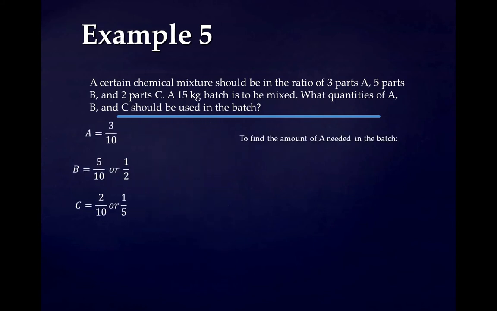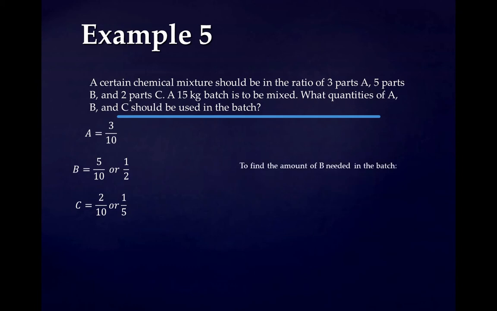To find the amount of A needed in the batch, the ratio of A in 15 kilograms will be the same as the ratio of A that's normally in this chemical mixture. So, A is to 15 kilograms as 3 is to 10. Rewritten, we get A is equal to 15 kilograms times 3 over 10, or 4.5 kilograms.